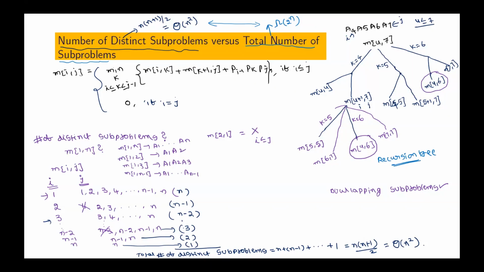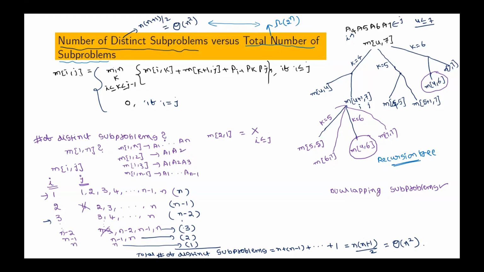What is it that we need to do now? The number of distinct subproblems is n squared, which is very small. But the total number of subproblems we are solving is more. That means it is very clear that there are overlapping subproblems.